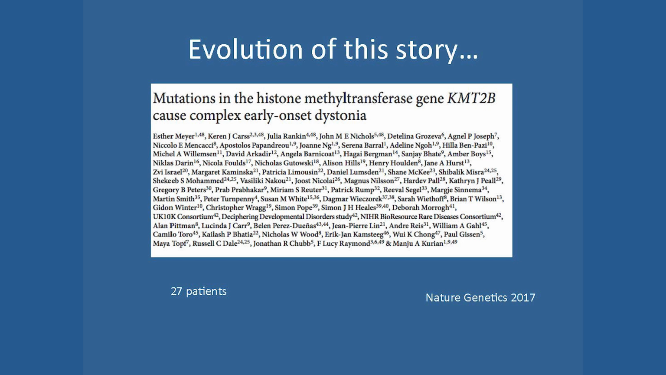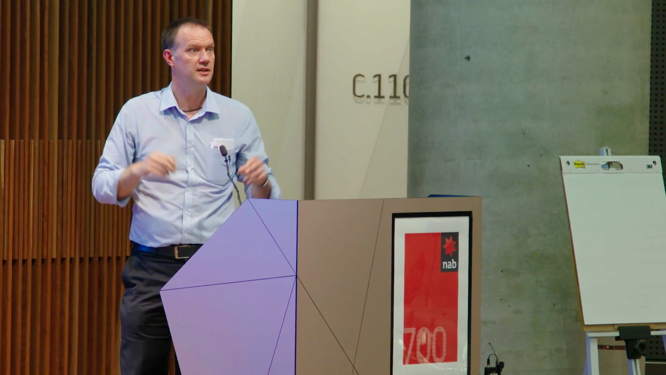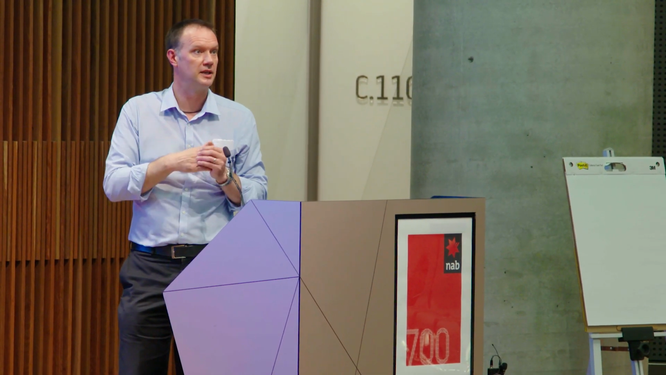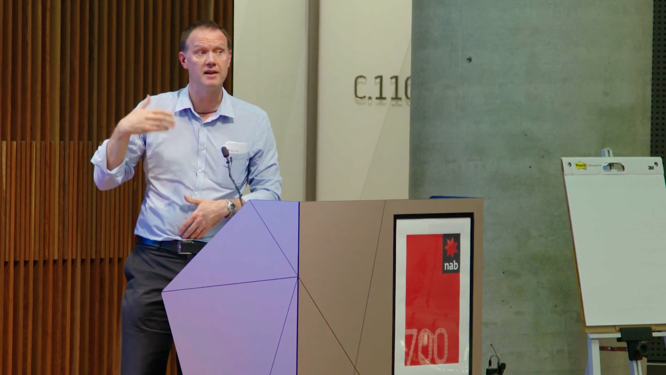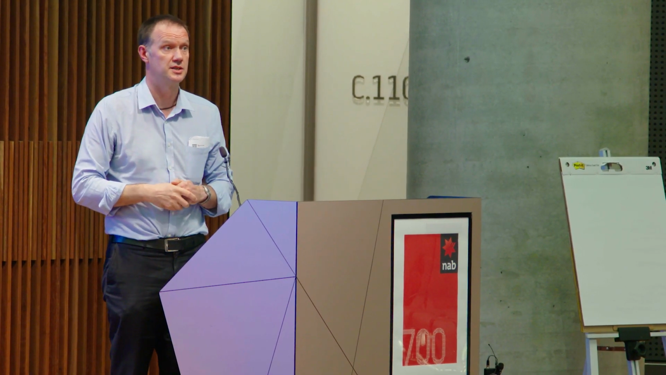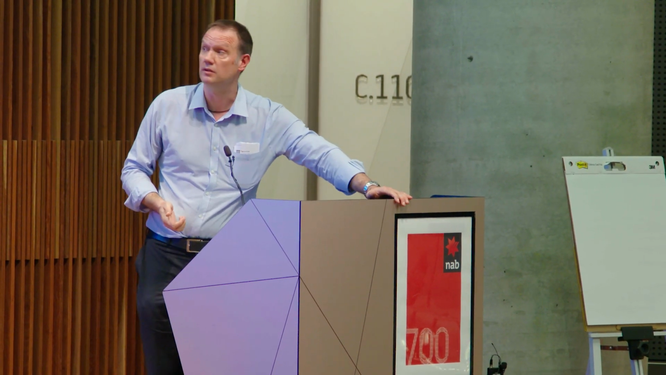And this is collecting patients from around the world, 27 patients with KMT2B and dystonia. 27, that's a lot. For a new gene, as David showed, they're showing one family. This is about 27 patients. So there are actually still quite a few dystonia genes out there that are probably undiscovered, and some of them may even be common.